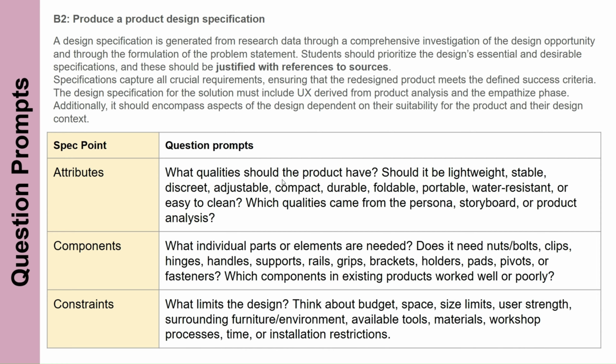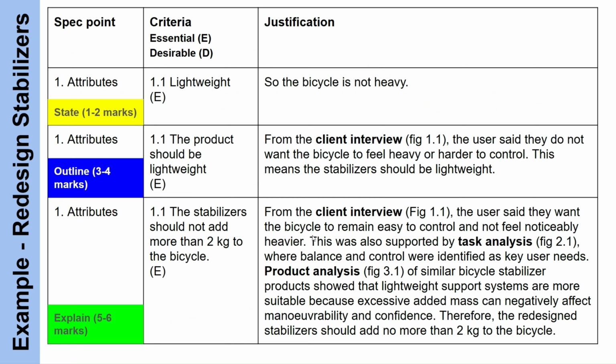What quality should the product have? Should it be lightweight, stable, discreet, adjustable, etc.? These are all the items we could factor in when we're talking about attributes. These are just your question prompts. I've looked at weight as this item. I would recommend having this table format. You can have others, but I personally recommend this one because it breaks up into your spec point, your criteria, whether it's essential or desirable, and you can label these on your criteria points, and then you've got your justification.